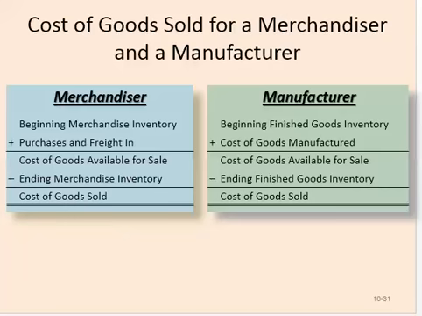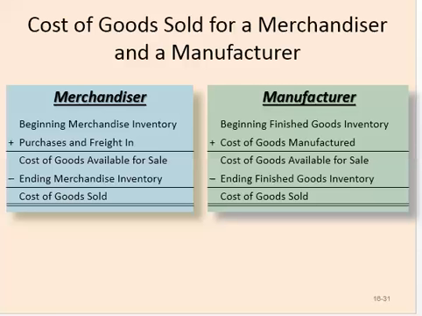So in calculating cost of goods sold between a merchandiser and a manufacturer, let's take a closer look. For a merchandiser, the formula begins with the beginning balance in the merchandise inventory account. And to that, we're going to add purchases and freight in, and then the sum is the cost of goods available for sale. That's what we have in total available for sale during the period. And then to compute the cost of goods sold, we subtract the ending balance in the merchandise inventory. So say we go out and do a physical inventory count, we'll subtract that to get actual cost of goods sold.